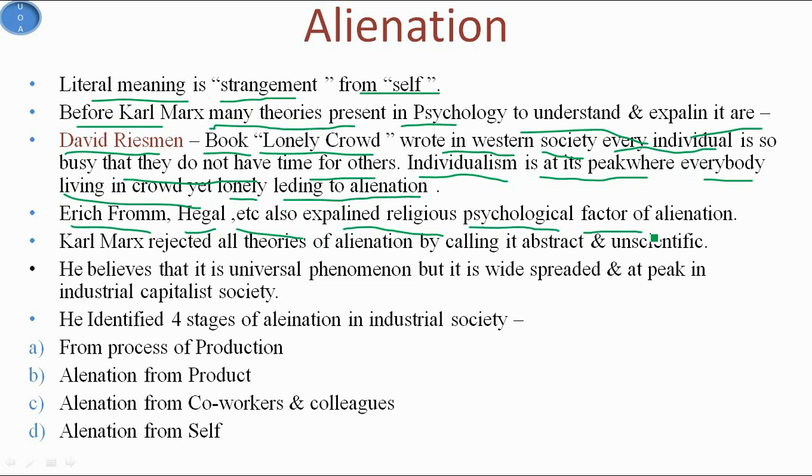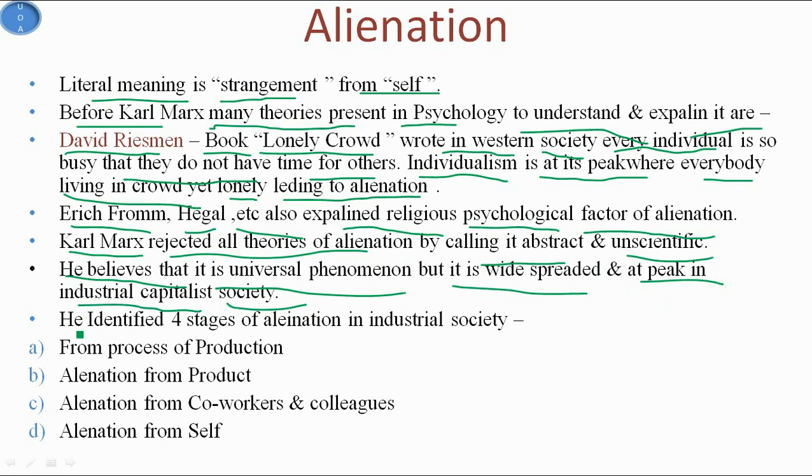Then Karl Marx rejected all these theories of alienation by calling them abstract and unscientific. He believes that it is a universal phenomenon, but it is widespread and at its peak in industrial capitalist society. He identified four stages of alienation in industrial society. And the four stages are: alienation from the process of production, alienation from product, alienation from co-workers, and alienation from self.